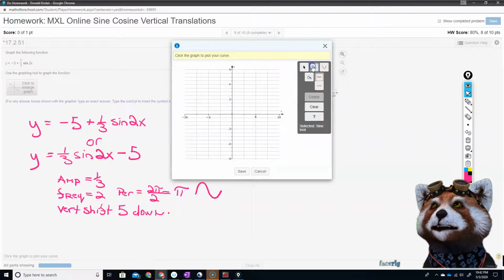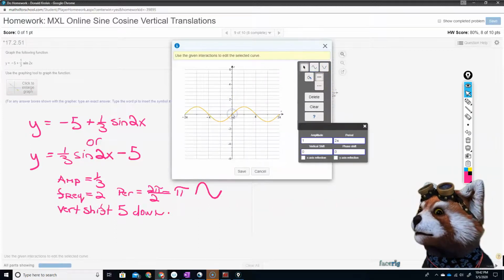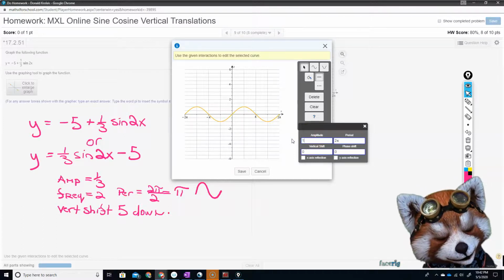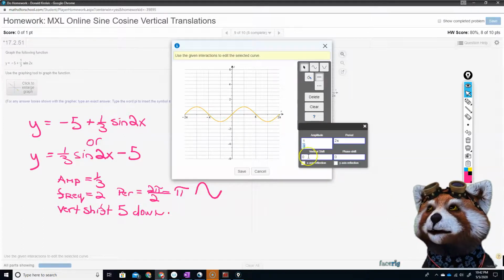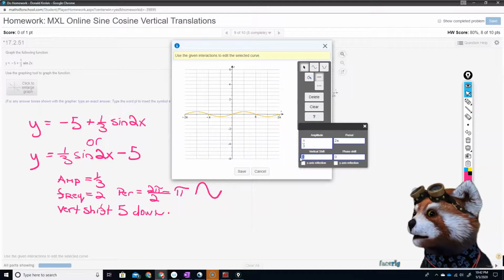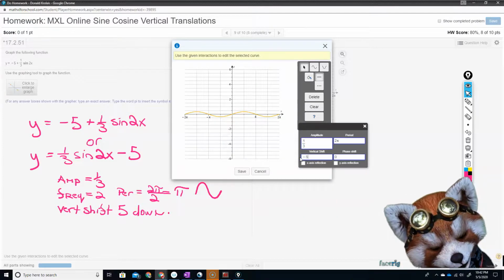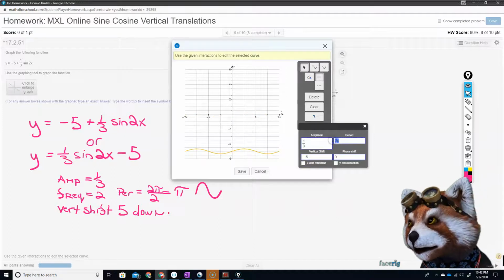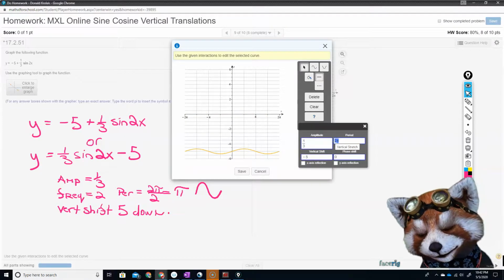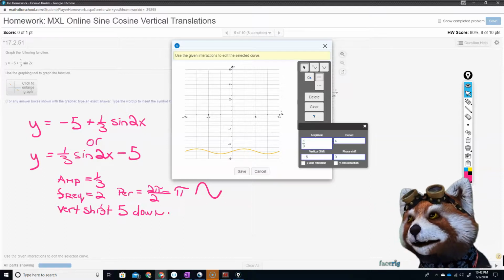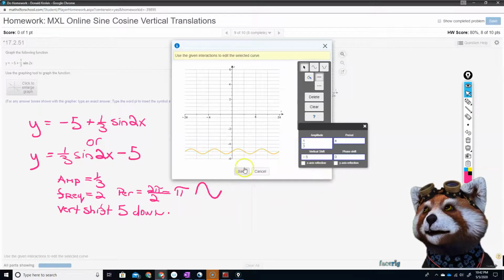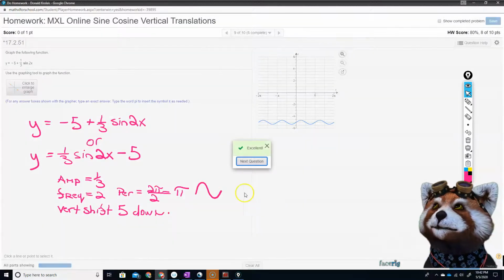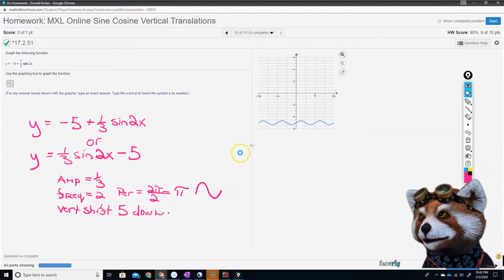Okay, so we go sine, amplitude, 1/3. Okay, vertical shift, 5 down, no flips, and our period is pi. So you just type in pi, and there's our graph. Excellent.